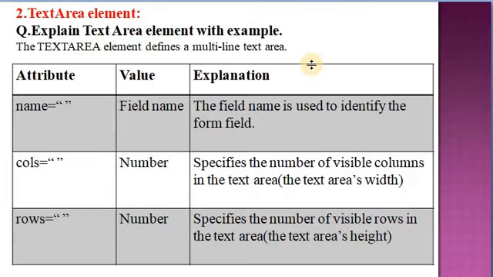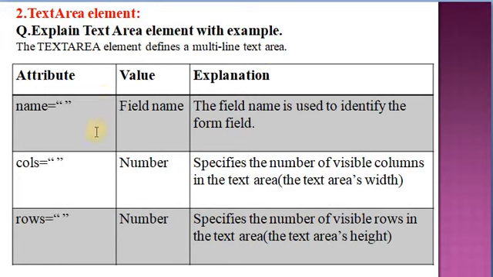Next is the text area element. A question related to that point is to explain the text area element with an example. The text area element defines a multi-line text area. The text field is a form component which allows us to enter a single line of text. If we want multi-line text, at that time we can use a text area component.